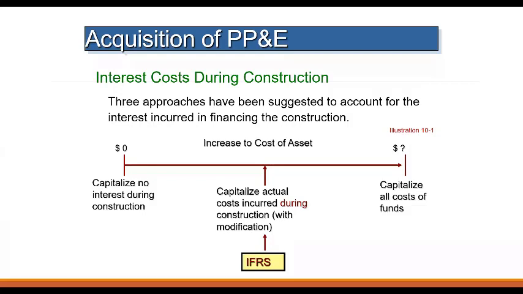Of course, we are going to stick with what has been stated by the IFRS and the IAS, that we are going to capitalize the actual cost incurred during construction with modification, which means we have a condition. Part of the interest will be capitalized, the other part will be expensed, and our duty or our objective in that chapter is to find out how much will be capitalized.